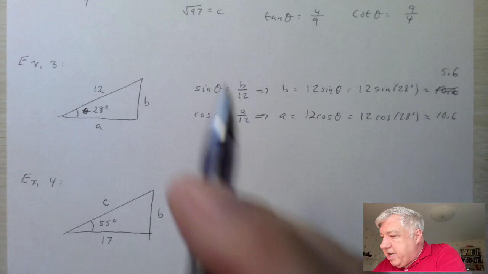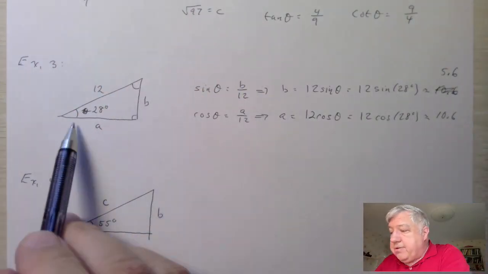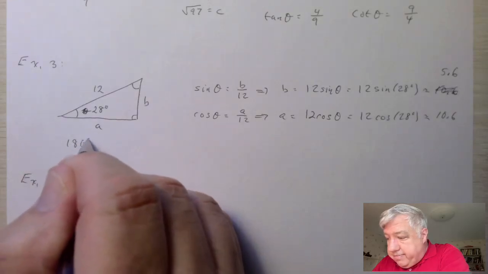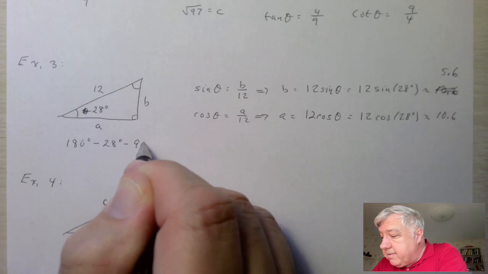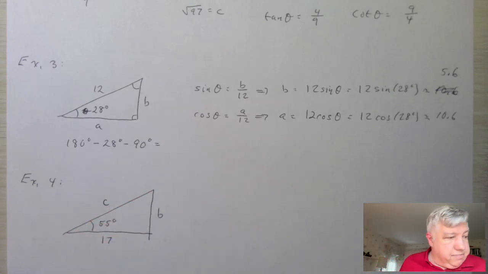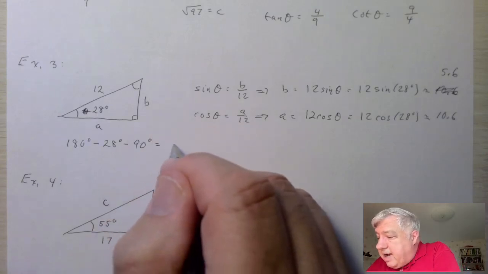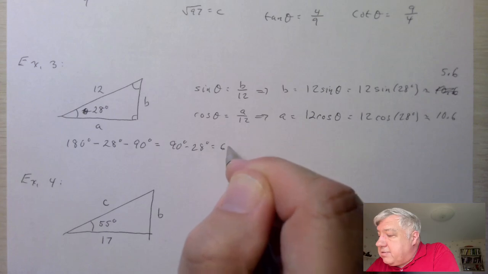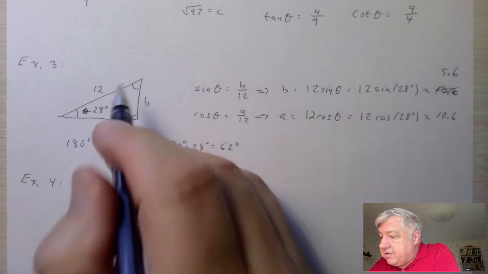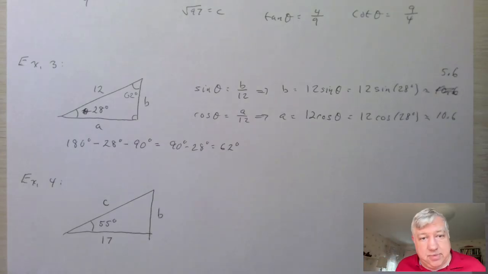And we should say, if we wanted to find what this angle is, we know that we take 180 minus 28 minus 90. This is going to be the same thing as 90 minus 28, which is 62 degrees. So this would be 62, if we ask for that.